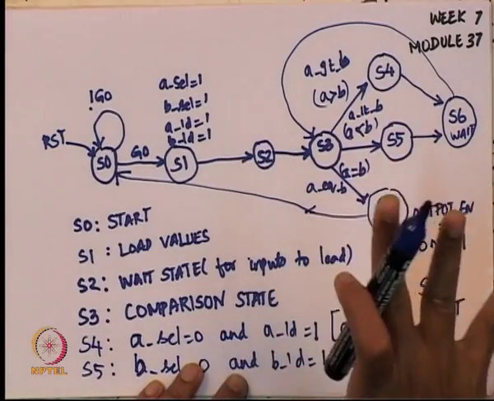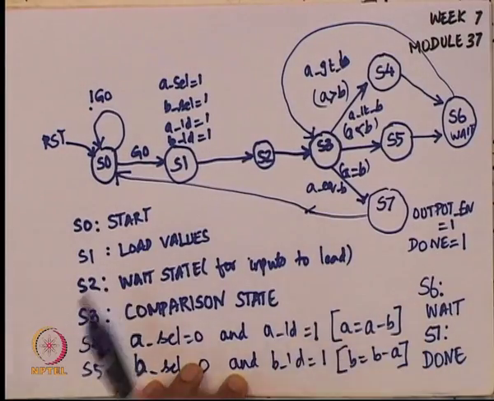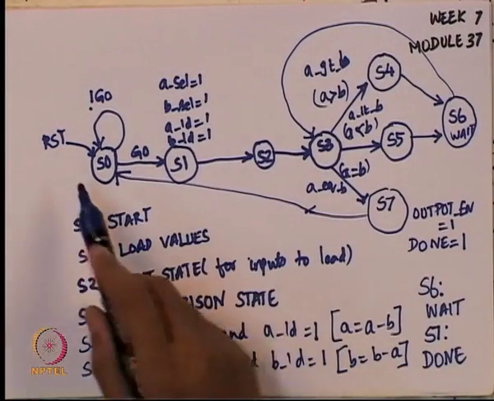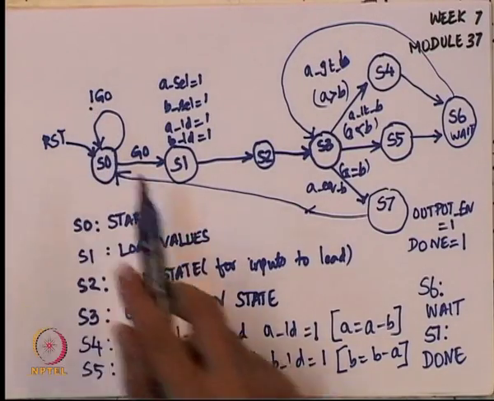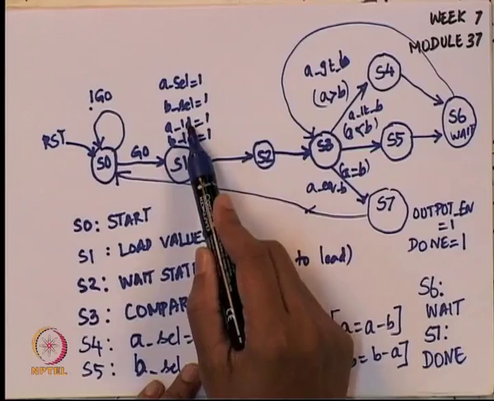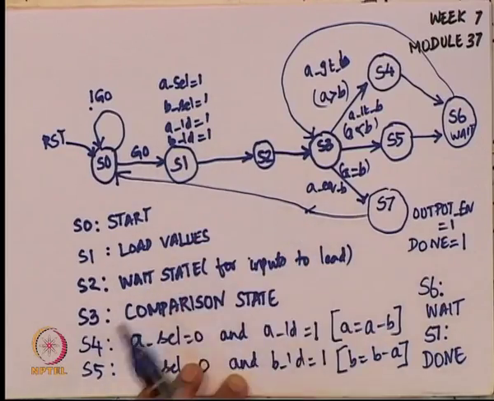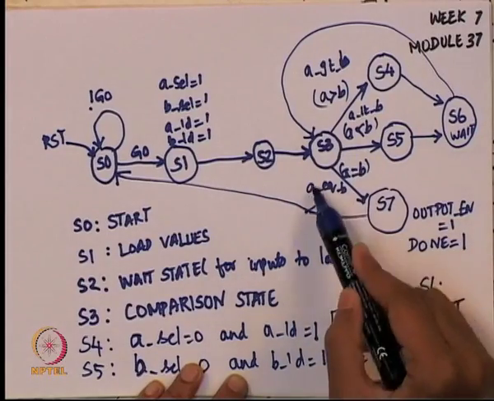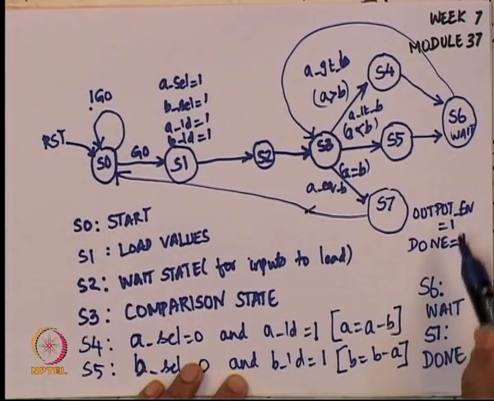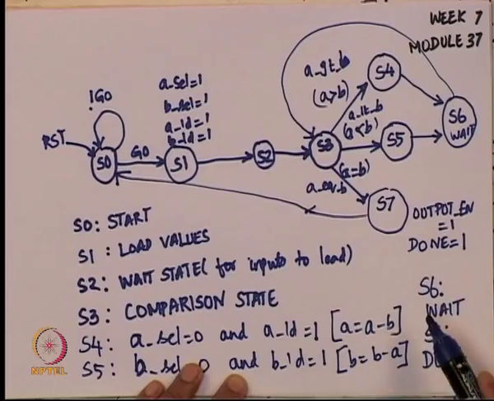So this is the state machine that we want. So you can see what are all the different things that it is taking. Reset is an input, go is an input, then A select, B select, A load and B load are actually outputs, A greater than B, A less than B and A equal to B are actually inputs to the state machine, output enable and done are outputs of the state machine.